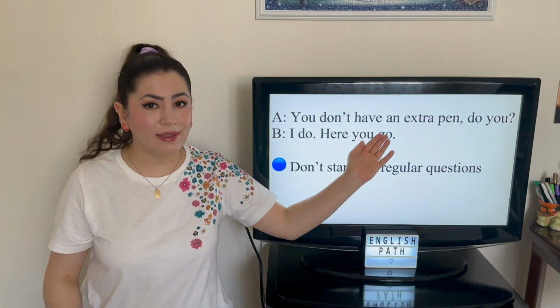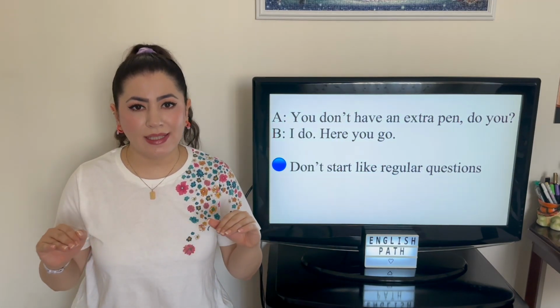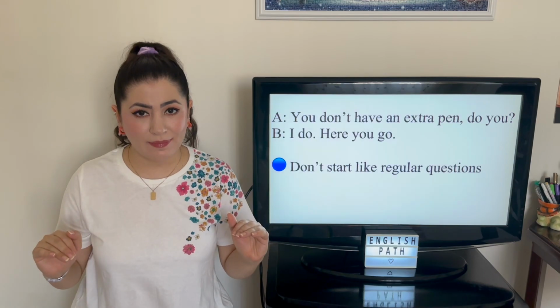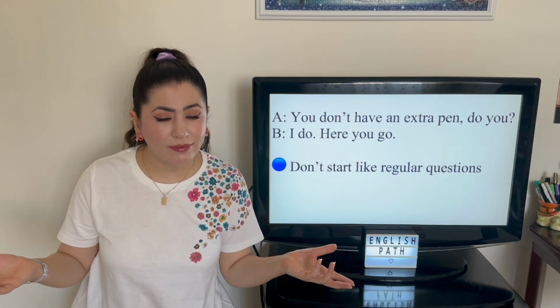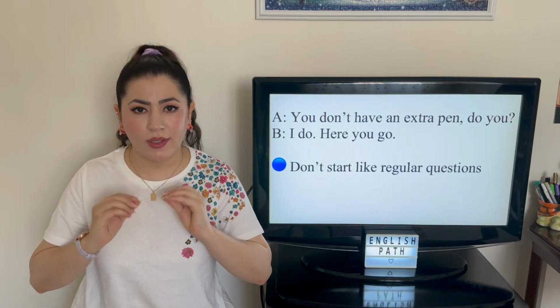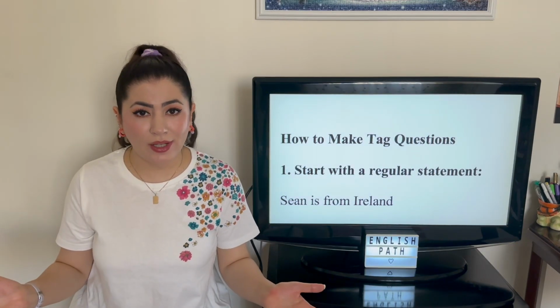And as you can see, tag questions are not in the regular question format. Regular questions are like, do you have an extra pen? You use your auxiliary before the subject. How to make tag questions?